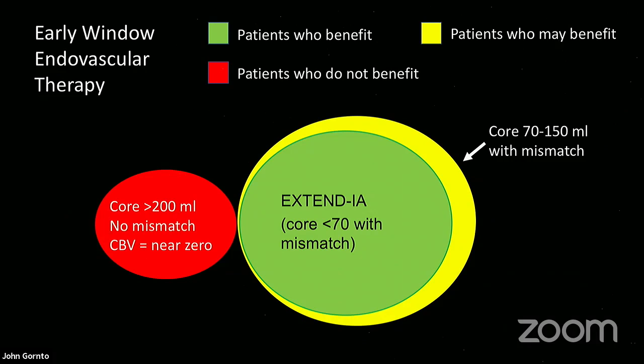And then we have to think about who doesn't benefit. Because there is certainly good evidence that if you have a massive core or if you have no mismatch, in other words, your stroke is completed, we should be able to agree that a completed stroke is not going to benefit from reperfusion therapy. So we need to identify exactly who's in this red box and exactly who's in that green box so we can expand the treatment to more patients.